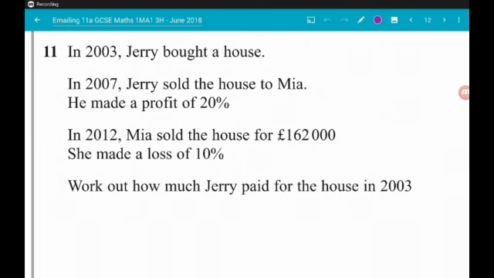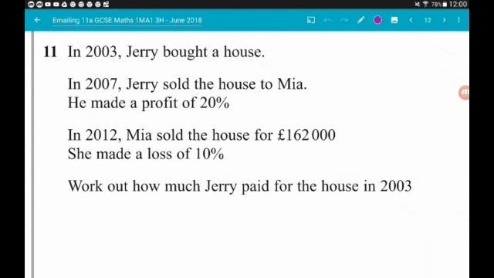Okay. Question 11, we got some reverse percentages, so I'll put my stuff on that down below. In 2003, Jerry bought a house, very nice. In 2007, he sold the house to Mia and made 20% profit. In 2012, Mia sold the house for £162,000. She made a loss of 10%. We want to work out how much Jerry paid for the house.